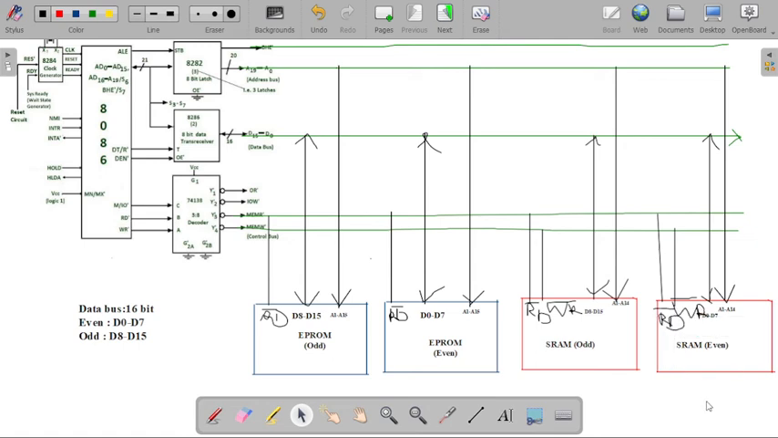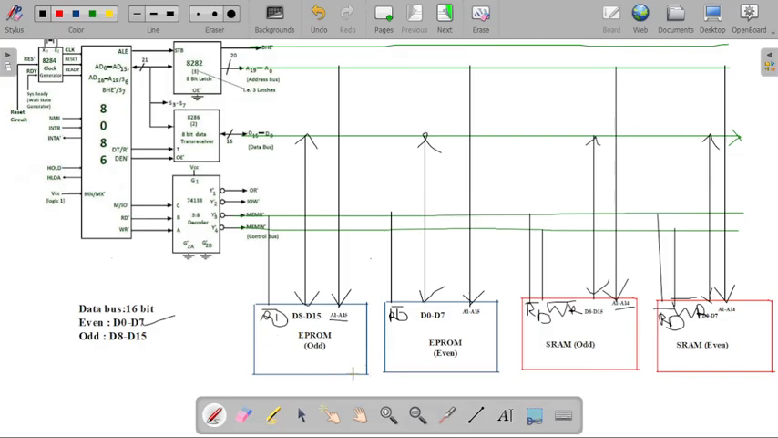So now we are done with our diagram. In that diagram we have connected the read signal for our EPROM, and the read and write signals for our SRAM. For the data bus, for the even memory bank we have connected the D0 to D7 lines, and for the odd memory bank we have connected the D8 to D15 lines. For the address bus, whatever we have calculated, we have written here: A1 to A15 signals are there for EPROM and A1 to A14 signals are available for our SRAM.